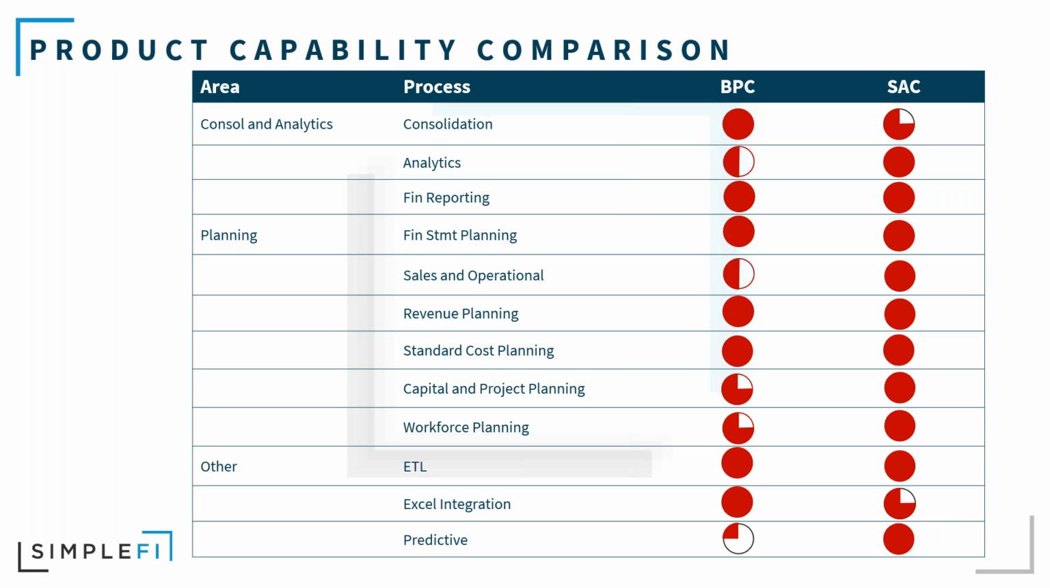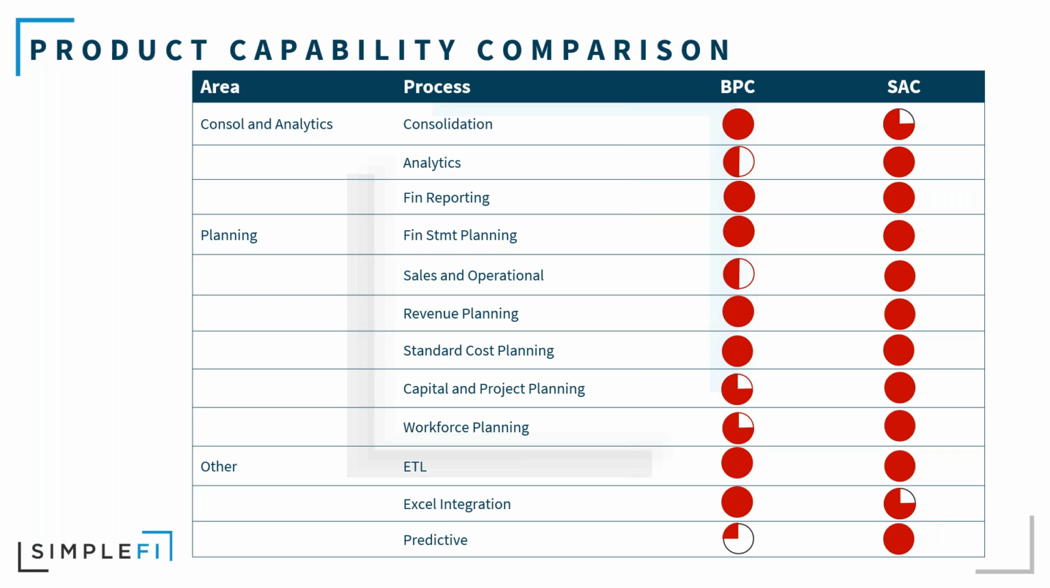Some of the other areas that are pretty broad are predictive, right? SAC has built-in predictive functionality. BPC doesn't necessarily have that built in. Yes, we can build some customization within script logic and other, but it's not as out of the box, ready to go as the SAC tool is.